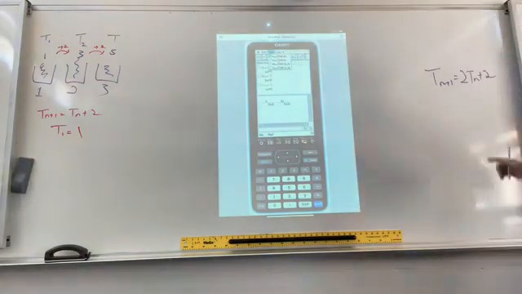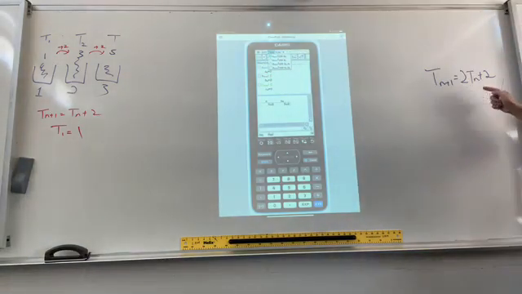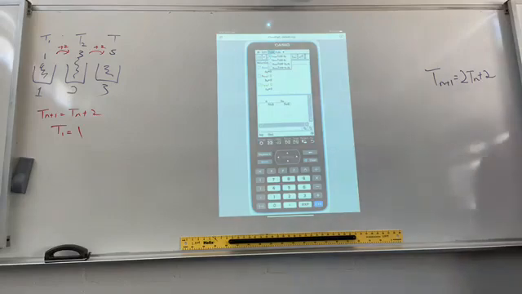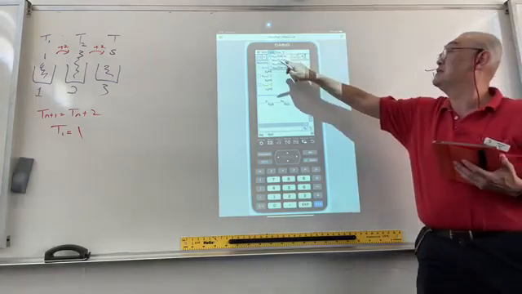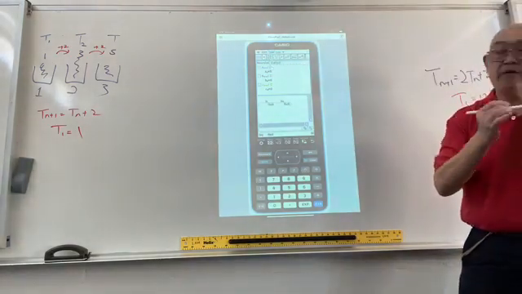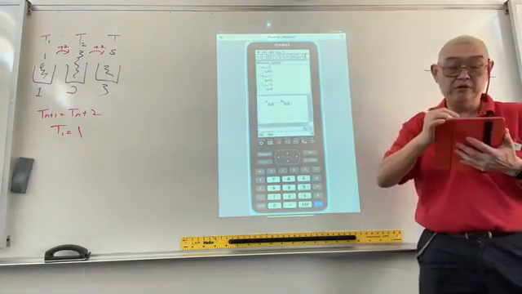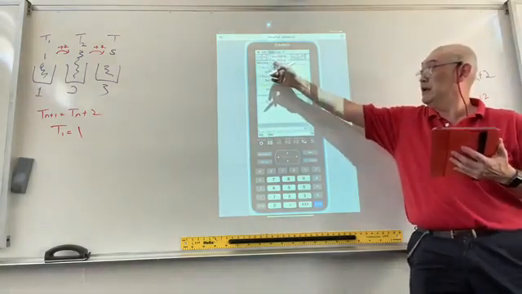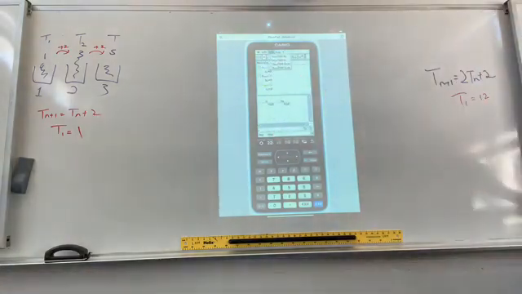So in this case, we know Tn plus 1 equals 2 Tn plus 2. Do we know what T1 was? 12. All right, T1 equals 12. So from there, what you need to do is set the type as a(n+1), type a1. Just set that. All right, click on that. So that you know your type now is a(n+1), type a1.